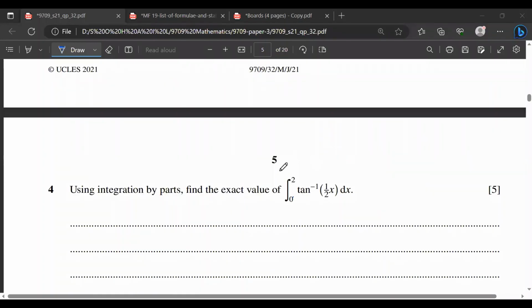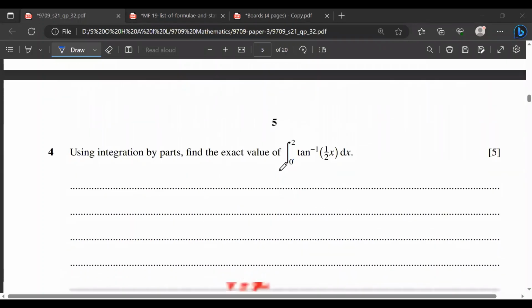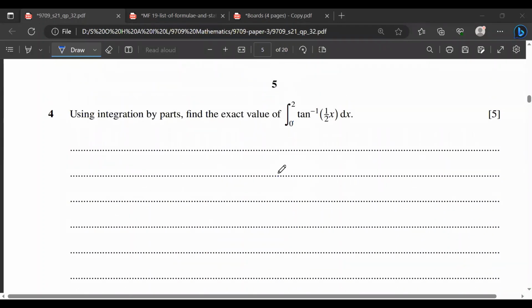Well, this is a question from May June 21, 9709, variant 32. Question number 4. This is a question on integration by parts. Using integration by parts, find the exact value of, so you're given a definite integral, tan inverse of half x, limits from 0 to 2.